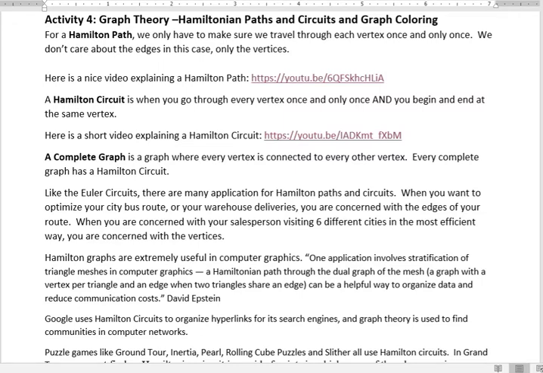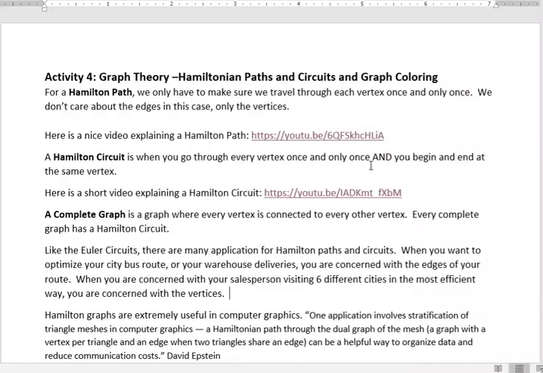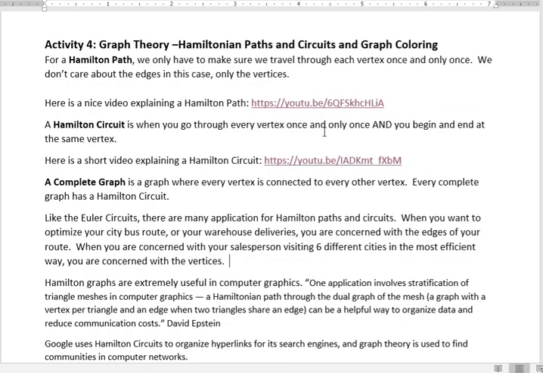For this activity, you should have watched the two videos listed in this document explaining what a Hamiltonian path is and a Hamilton circuit is. In a path, we want to traverse every vertex once and only once. We don't care about the edges, only the vertices. In a picture like this, the vertices are these points of intersection between two or more edges, and the edges are the straight lines. So it would be nice to watch those. I think she does a really nice job of explaining those two things.